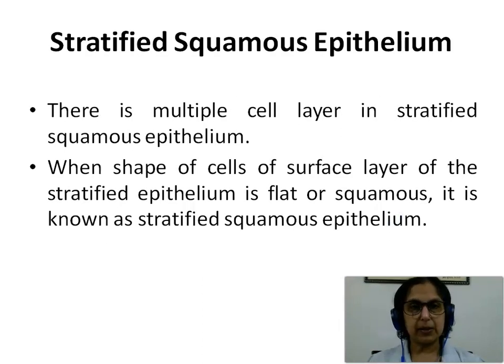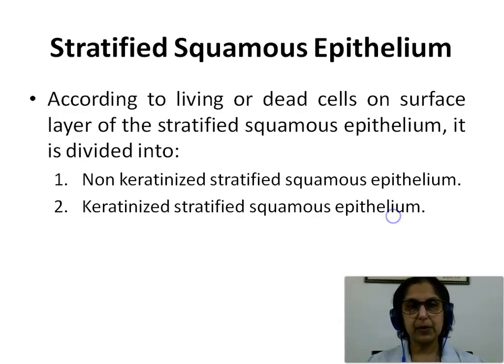Stratified squamous epithelium. There are multiple cell layers in stratified squamous epithelium. When the shape of cells of the surface layer of the stratified epithelium is flat or squamous, it is known as stratified squamous epithelium. According to living or dead cells seen on the surface layer of the stratified squamous epithelium, it is divided into 2 types: non-keratinized stratified squamous epithelium and keratinized stratified squamous epithelium.